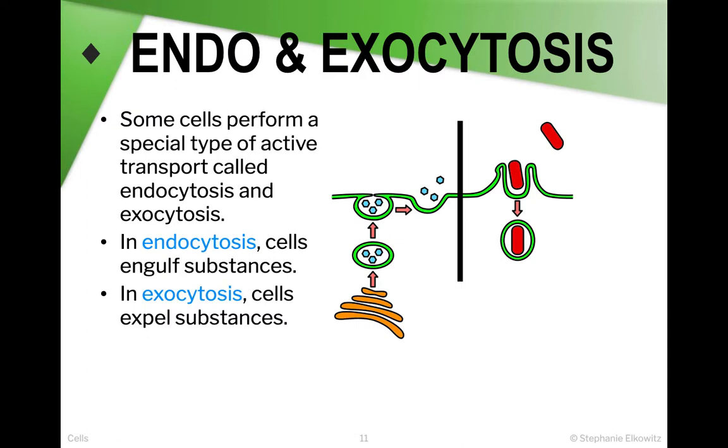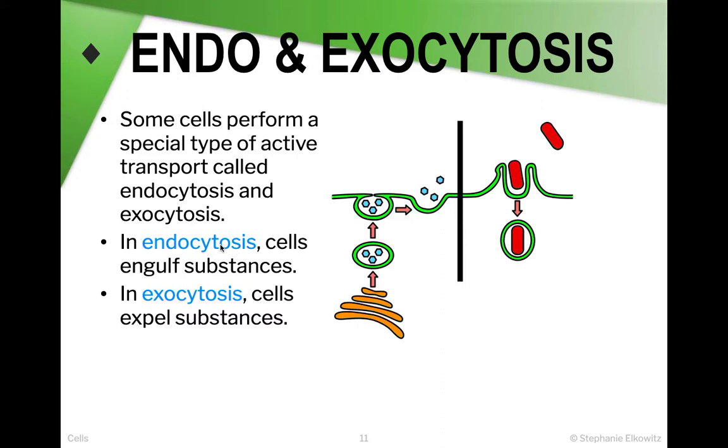We're going to be talking about endo and exocytosis. Now, remember, we've talked about this before that anytime you see endo, I want you to think about going inside, and exo, think about exit, going outside. Okay? So, some cells have a special type of active transport. So, remember, active transport needs energy. And it's called endocytosis and exocytosis.